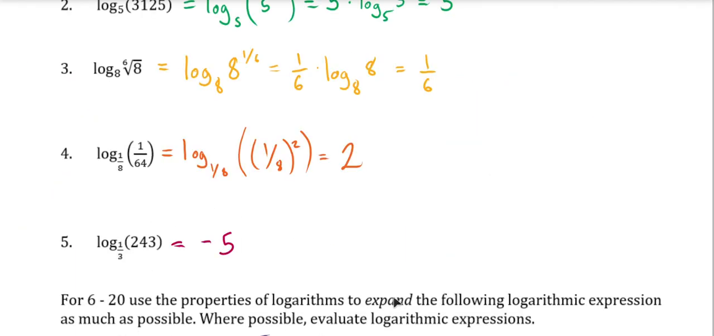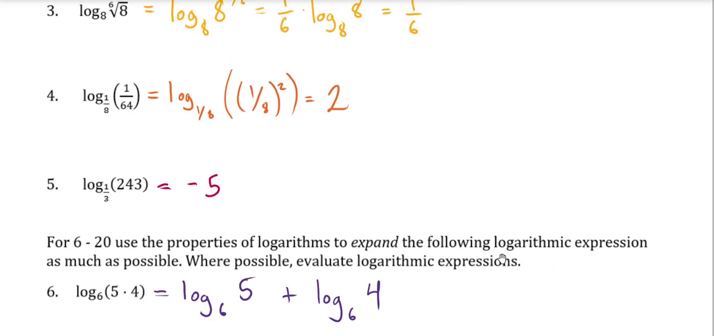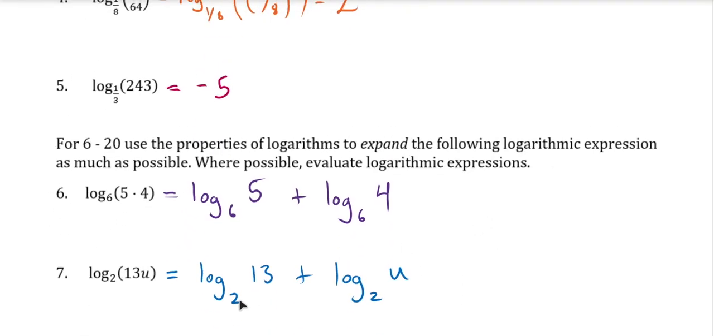Another classic kind of property is to expand logarithmic expressions. So for example, if I have log base 6 of 5 times 4, or 20 if you like, that's log base 6 of 5 plus log base 6 of 4. This works for numbers. It also works for variables. Log base 2 of 13 times u is log base 2 of 13 plus log base 2 of u.